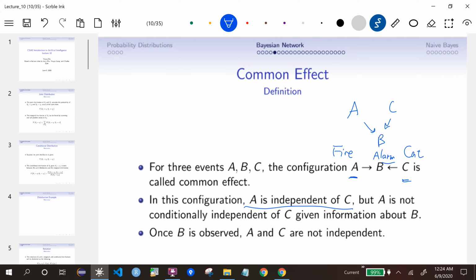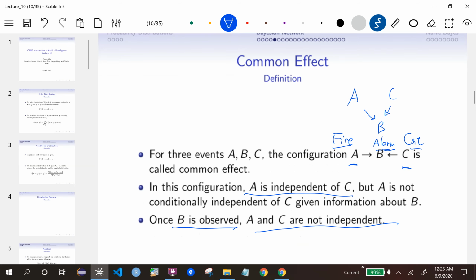if we know that the alarm is triggered, and it's triggered by the cat, most likely it's not triggered by a fire. Most likely there's no fire occurring at the same time. And if fire triggers the alarm, most likely the cat does not trigger the alarm at the same time. Maybe, but it's not a good example, but you can get what I mean. So once B is observed, once we know that there is an alarm, then A and C are dependent. They're related somehow, because if one happens, most likely the other one does not happen. So here there's no link because of independence, not conditional independence.